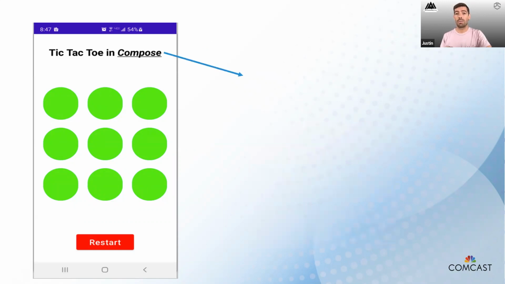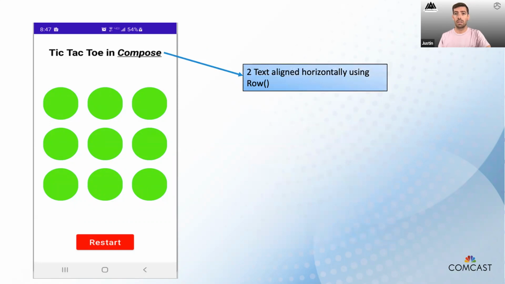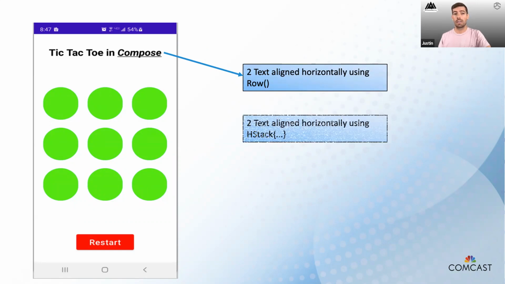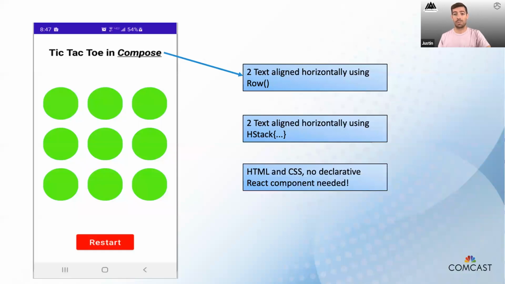Diving down into our title row here. In Compose, we're again using a row with two text elements aligned horizontally. In SwiftUI, we have those same two text elements, this time horizontally aligned using an HStack. And in React, we don't need to use React at all. We can just rely on HTML and CSS to handle this for us because web development is great.